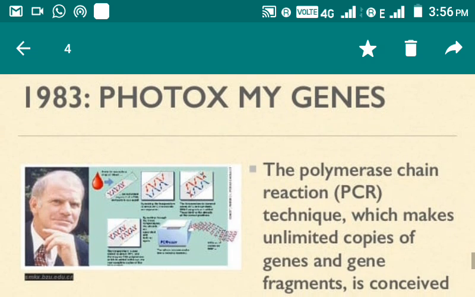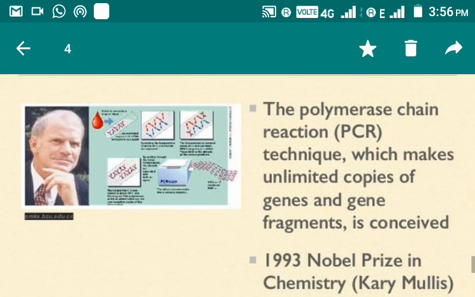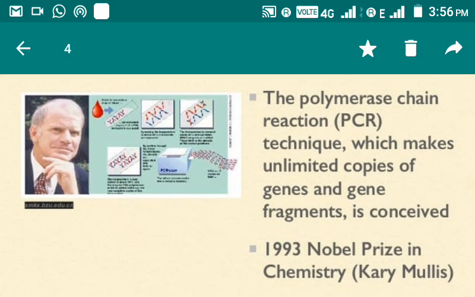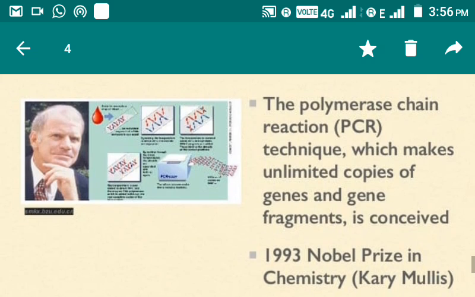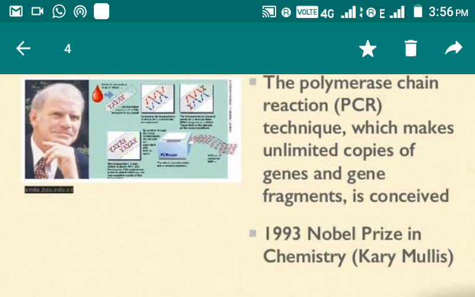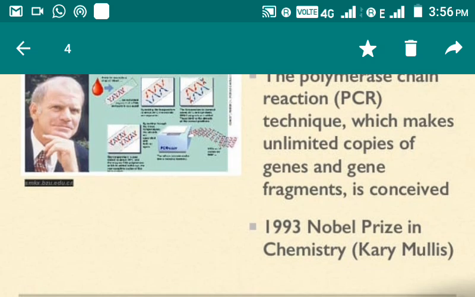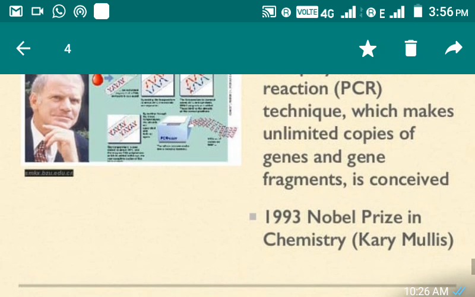So another is polymerase chain reaction. This is another revolutionary invention in biotechnology. The full name is polymerase chain reaction, PCR, which makes unlimited copies of genes or gene fragments. The scientist who discovered it is Kary Mullis, in 1993. He received the Nobel Prize in chemistry.